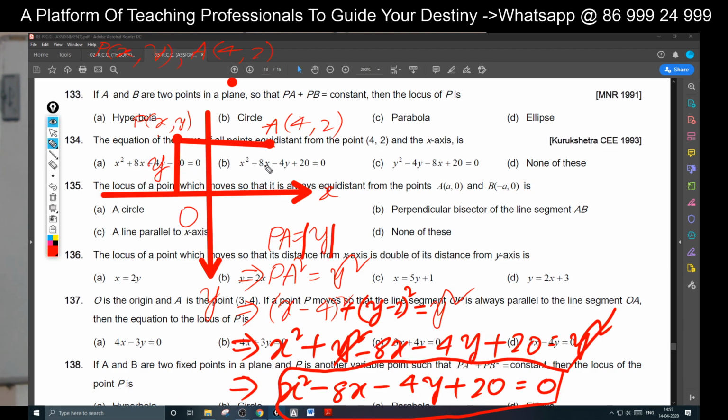X square minus 8x minus 4y plus 20. Option B, please. Option B. Yes, Samagar answered this. It's correct, it is option B.